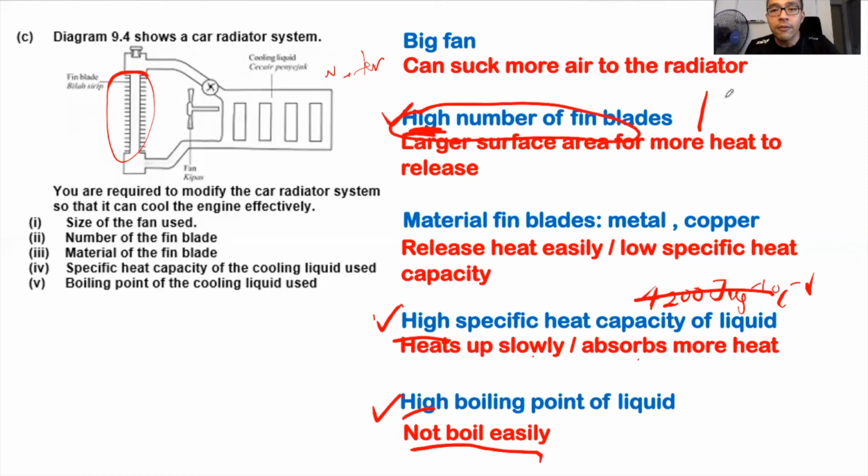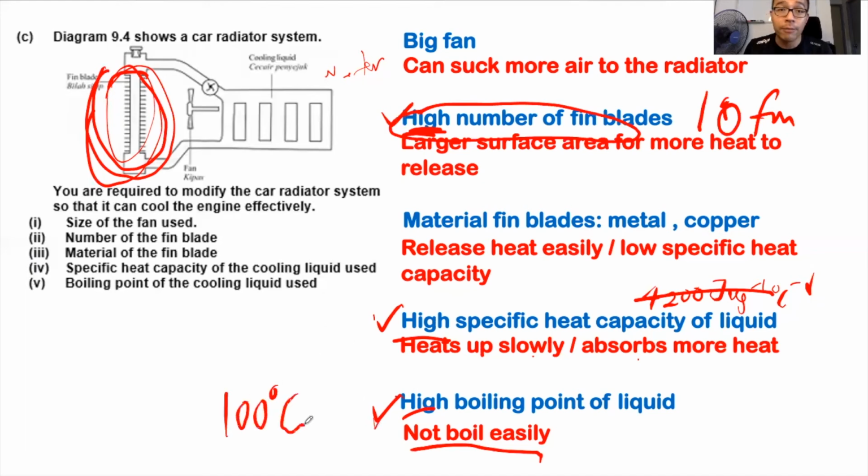If you write 10 fin blades, but originally there are 100 fin blades over there, maybe to you 10 is a high number, but it's a risky answer. What if your radiator already has 100 inside? You say 10, it means it's lower than 100. No point. Same with our boiling point of the liquid. We don't give the number, although we know that water's boiling point is 100 degrees Celsius. But we don't give the number. We just say a high boiling point because it is a safe answer. Okay, so again, answer in a table in order to get the full 10 marks.